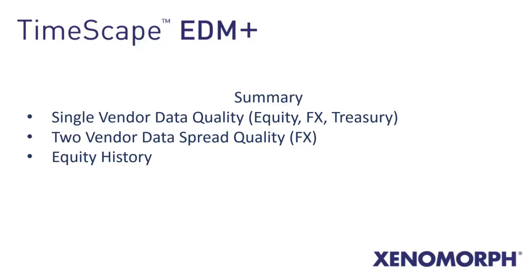So if we look at what we've covered in the examples, we have the single vendor data quality, where we're using one data vendor and looking at a variety of tests over three types of asset, in this case equity, FX and treasury. In the second example, we looked at the differences in values between the ask, bid and mid prices for FX rates between two data vendors, and we saw that they were fairly small. And in the third example, we were able to look at the actual equity price history and see precisely where those erroneous points were.